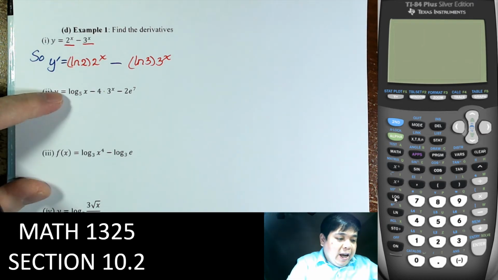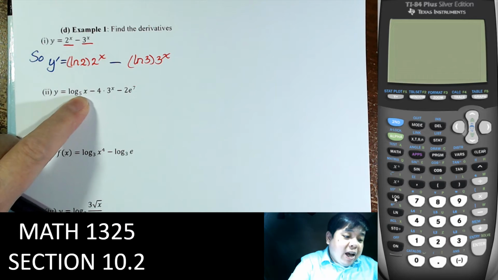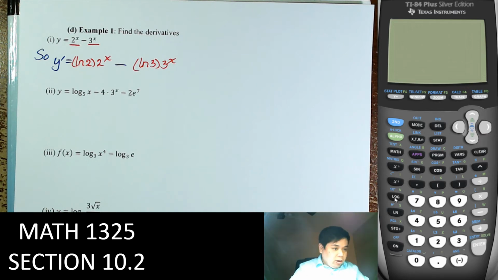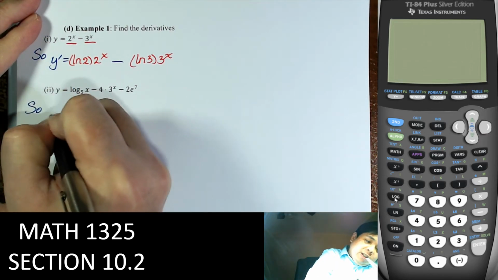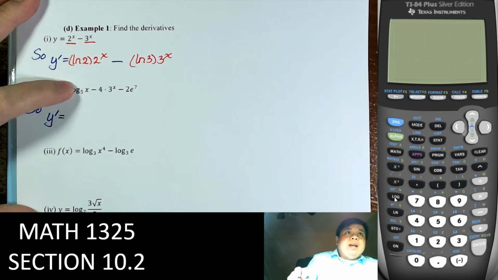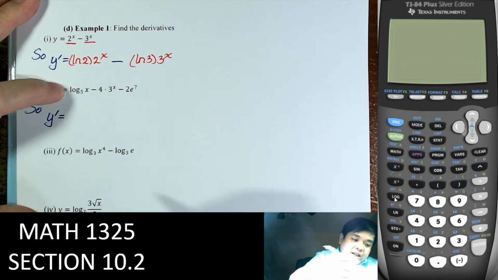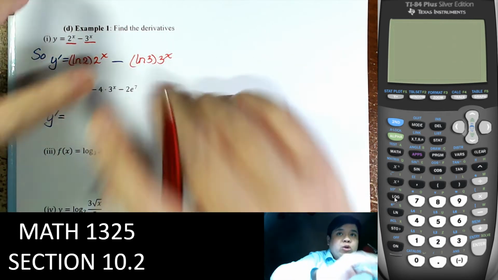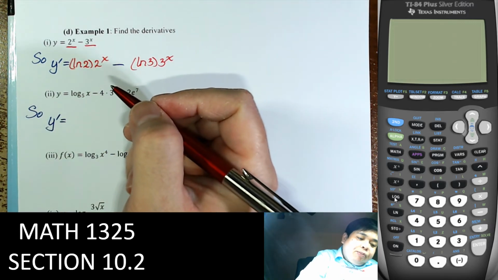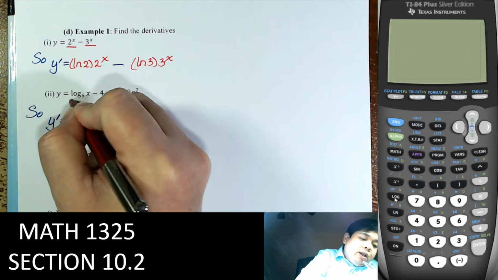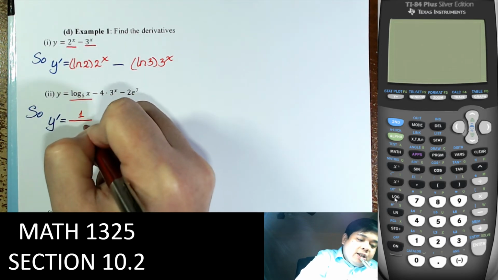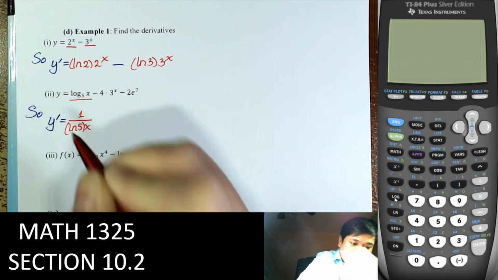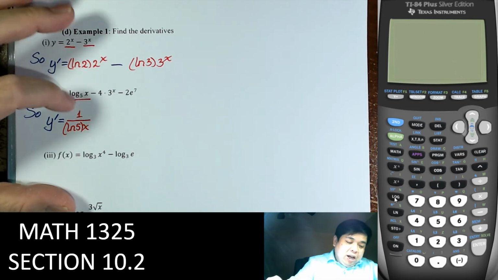Right, next we have log base 5 of x minus 4 times 3 to the x minus 2 times e to the 7th power. Right, now we take the derivative. Notice that this is one term, and this is another term, and this is another term, so there are 3 terms here. Log base 5 of x, well, it's going to be 1 over x, and then we multiply by ln, natural log of the base. So that's the derivative of that term.